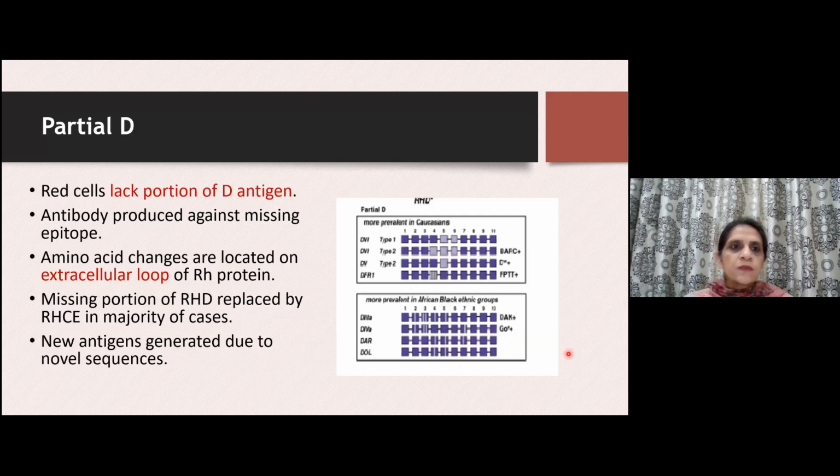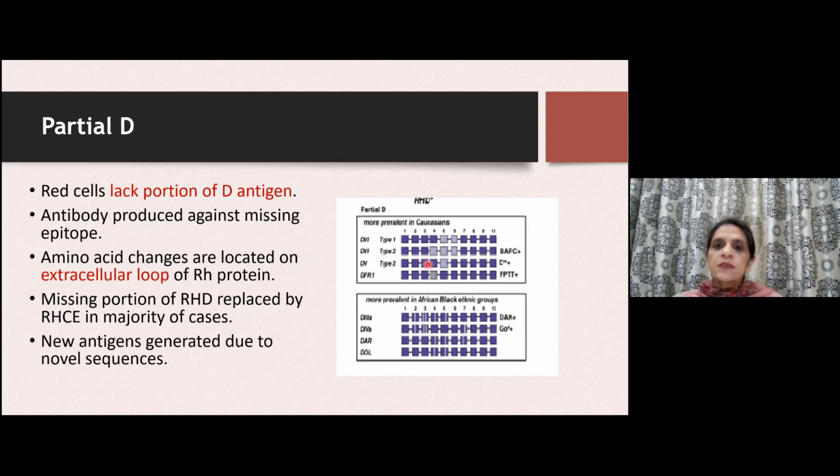Now coming to the most difficult variant, that is the partial D. In this, the red cells lack a portion of the D antigen and antibody is produced against the missing epitope. The amino acid changes, as we have seen in the earlier figure, are located on the extracellular loop of the Rh protein if they are single amino acid substitutions. However, most of the time there is a missing portion of RHD which is replaced by CE in the majority of cases, leading to partial D variants, and this leads to generation of new antigens because of novel sequences.